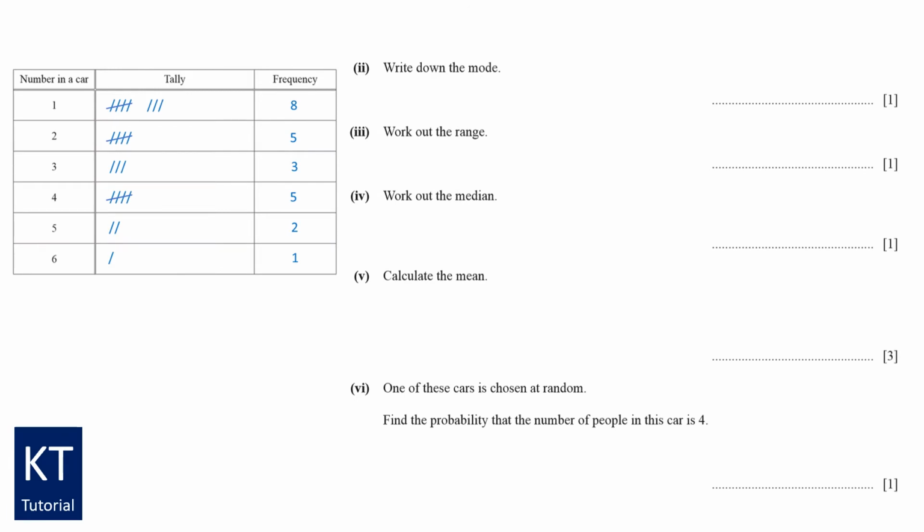Next, write down the mode. It is 1, being the highest frequency. Next, work out the range. This is obtained from the difference between the highest and the lowest. Next, work out the median. The frequency being an even number, the median is the average between the 12th and 13th number after the numbers are being laid in an ascending order.